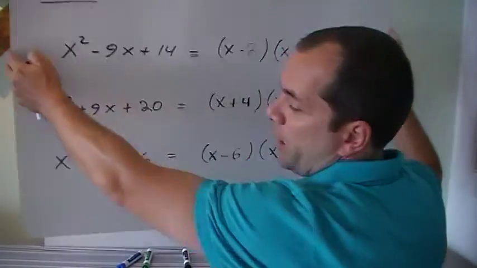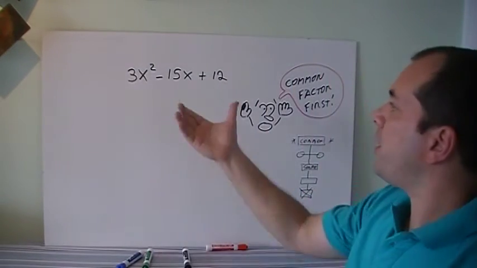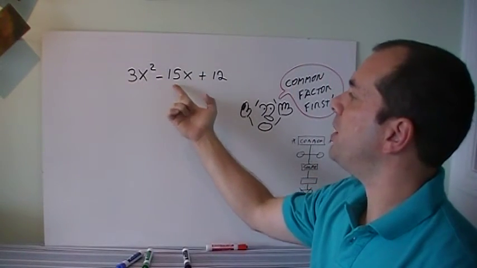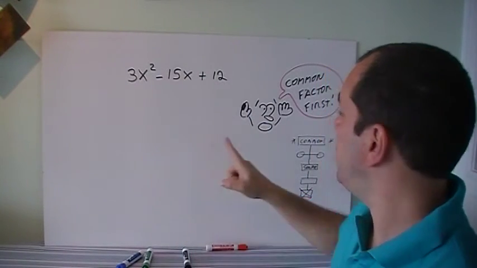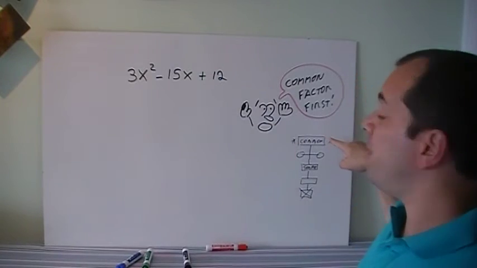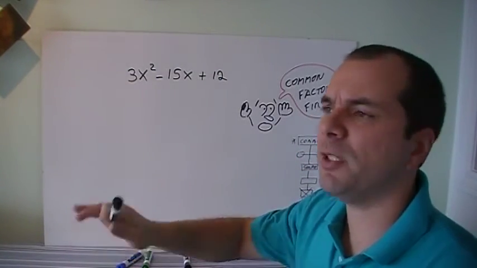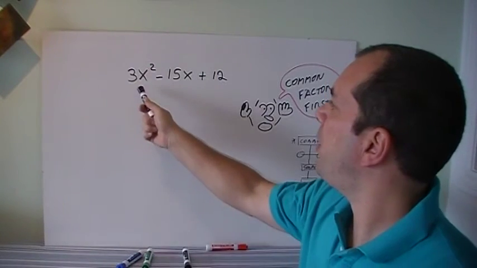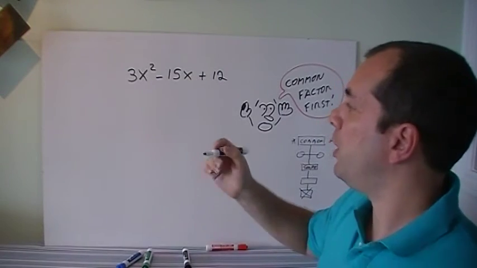Okay, last one. We know that simple trinomial means it starts with x squared, and I have something like this. 3x squared minus 15x plus 12. Doesn't look like a simple trinomial. However, as this dude is telling us, we always check for common factor. That's the first thing that we do. And I hadn't been checking for the other ones because they all started with x squared. But 3, 15, and 12, well, we can factor the 3 out.